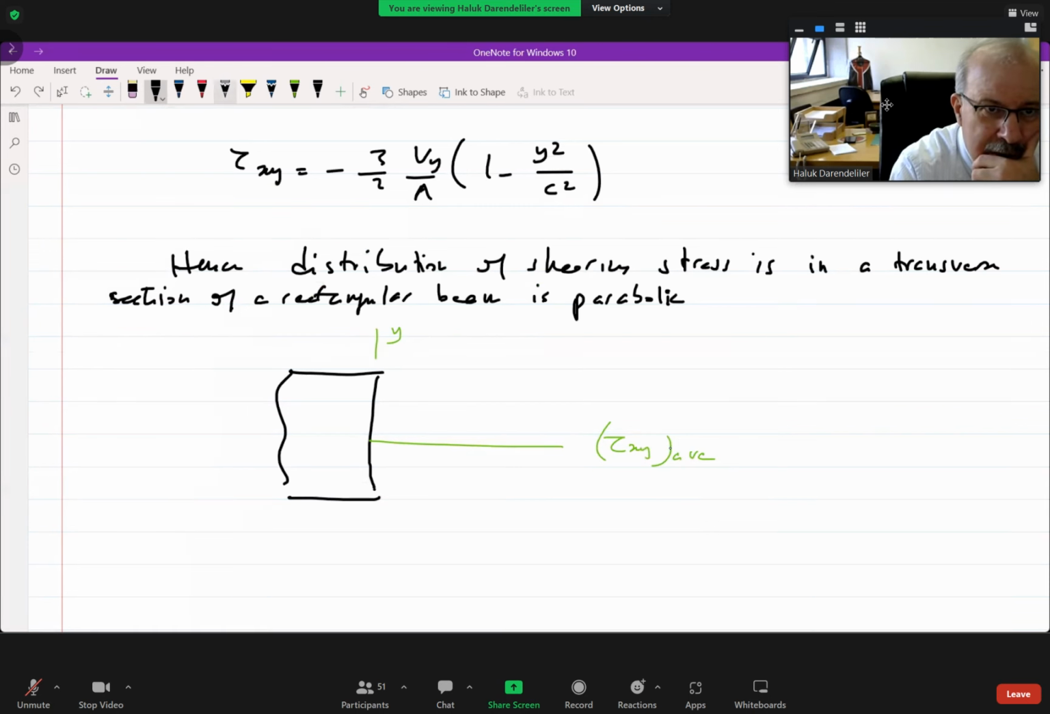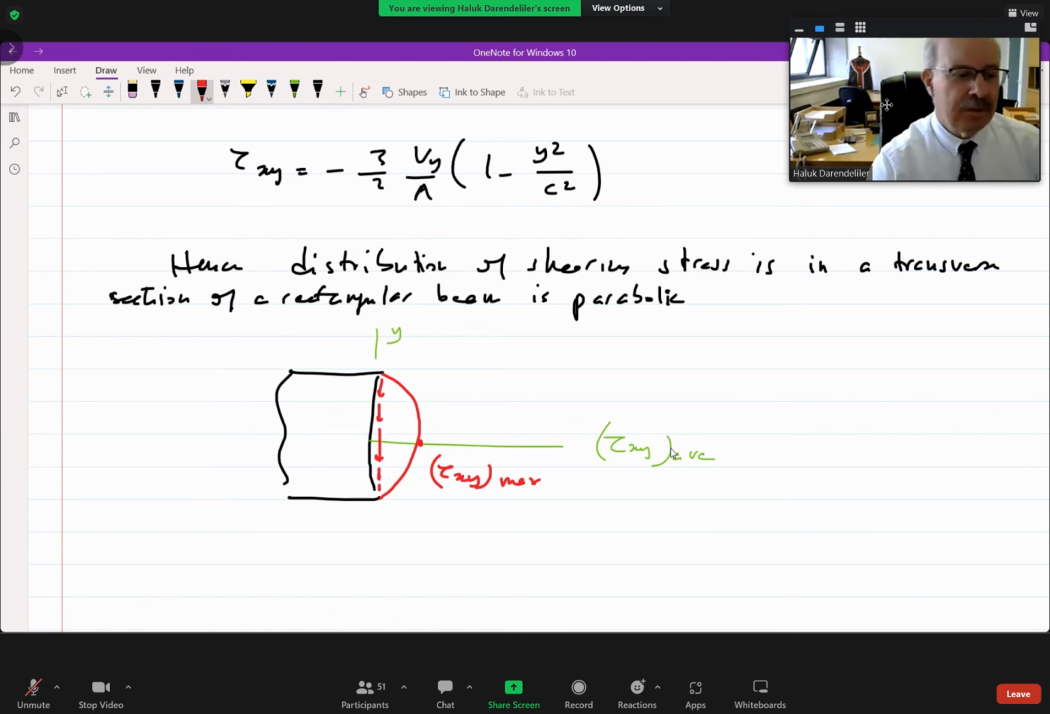Let me change the color. Okay. You have such a stress distribution where you have tau xy or yx max here. So shear stress is 0 at the top. It increases towards the middle portion and decreases again. Any question?